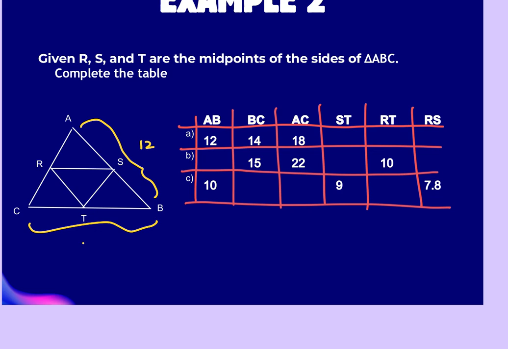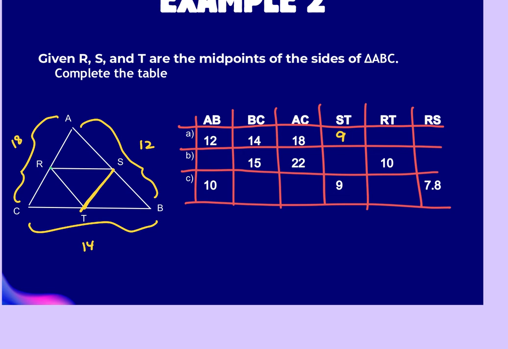BC, which is this whole side, is 14. And AC, which is this whole side, is 18. So ST is here. ST would be the mid-segment that intersects the right side and the bottom side, which means it's parallel to what? ST is parallel to AC, and what would be its relationship to that measurement of 18? Other way around, right? Half. So ST is half of 18, which means ST is 9.